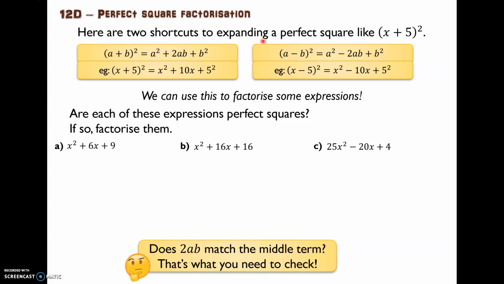And we're going to use a fact that hopefully we've seen before to expand a perfect square. x plus 5 in brackets all squared. There is a trick to expanding this, and we can use that to factorize things.